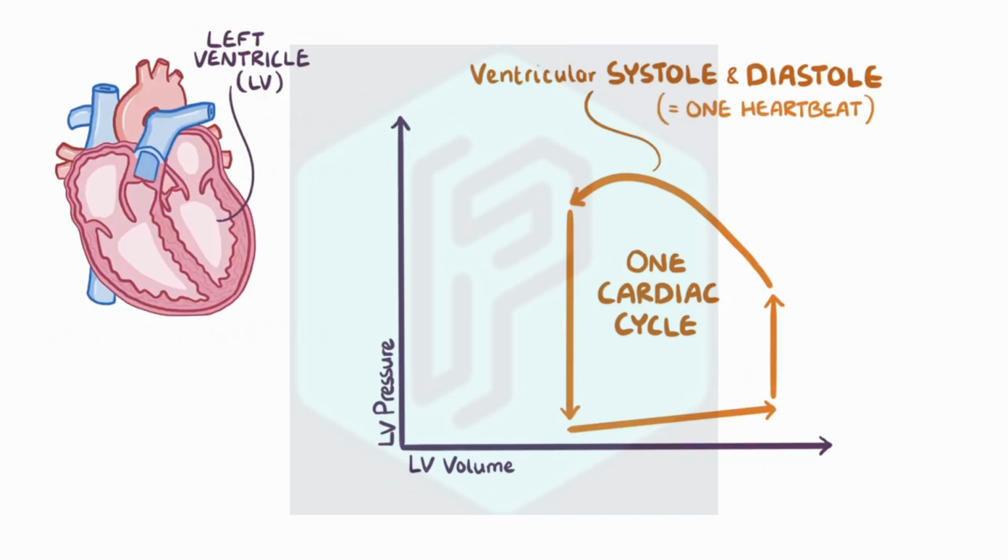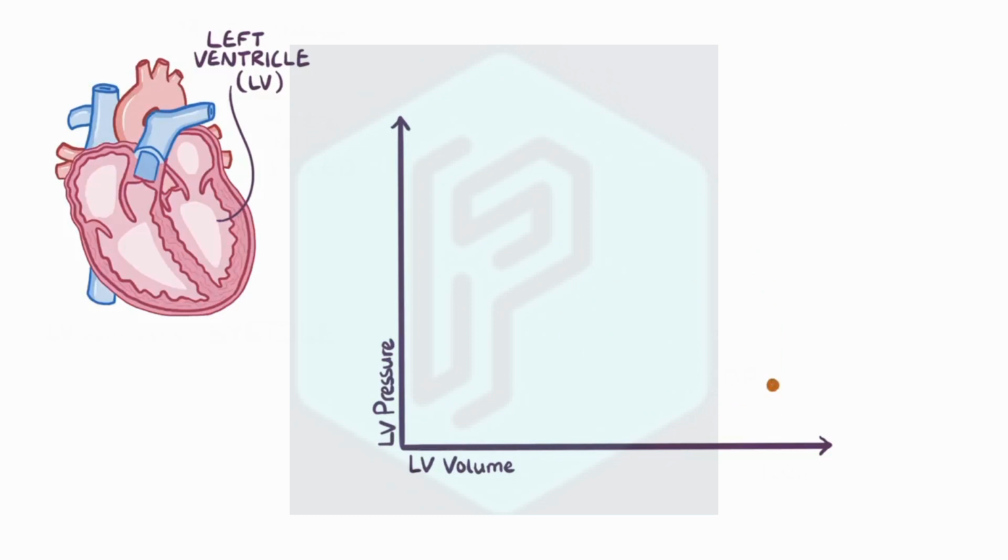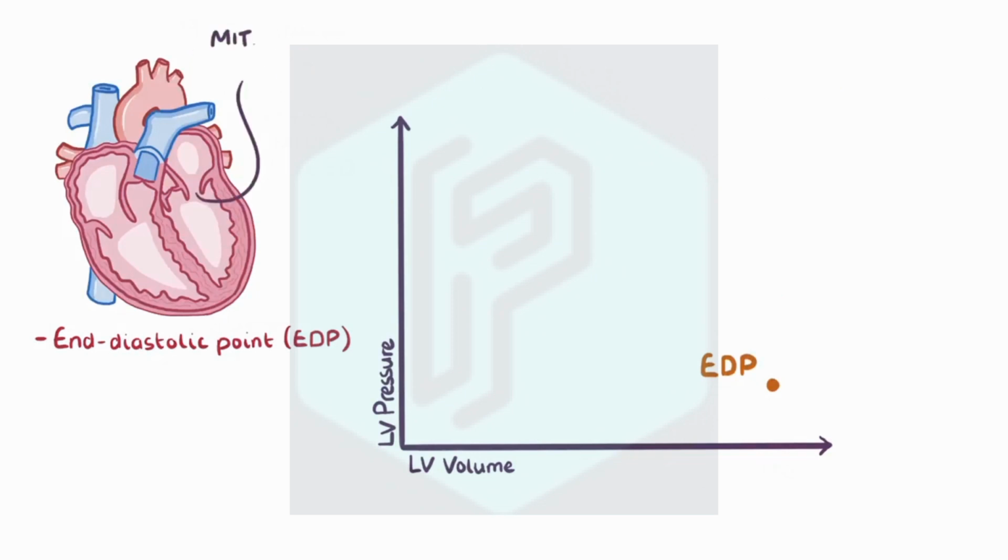Alright, let's start at the lower right-hand corner. This is the end diastolic point, and it's the point in the cardiac cycle when diastole is over. The mitral valve, or the communicating door, between the left atrium and the left ventricle has just closed. And as it closed, it made a long, loud sound. That's known as the first heart sound, or S1.